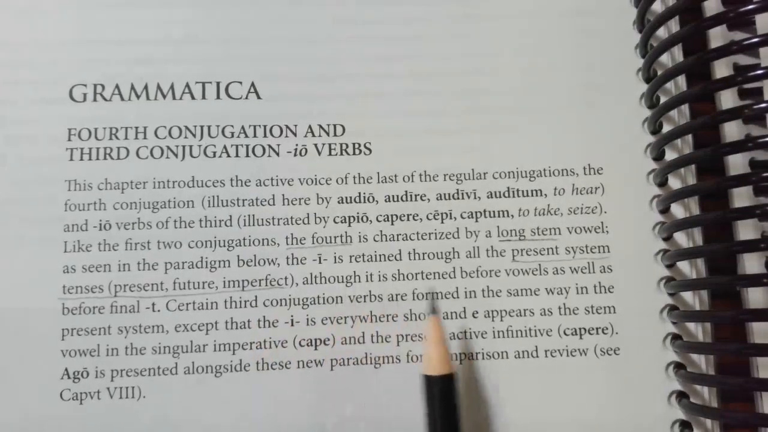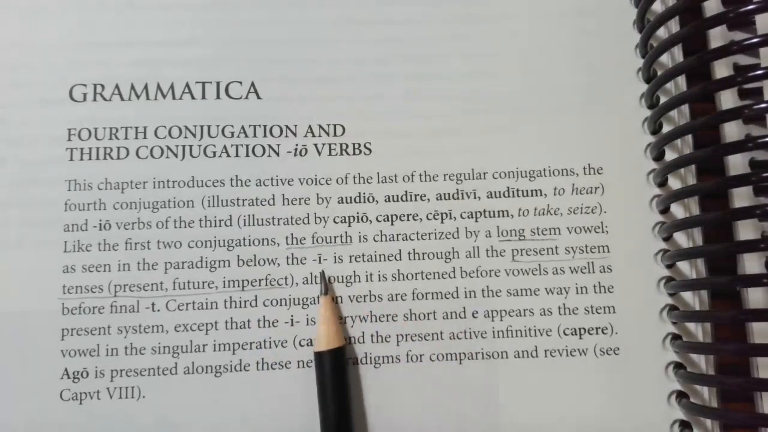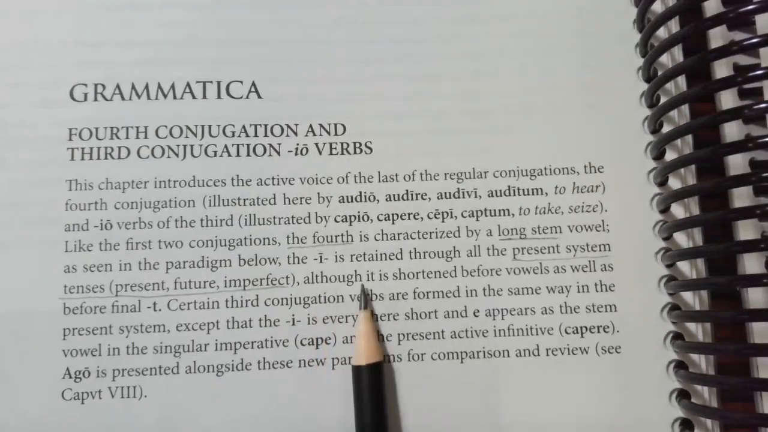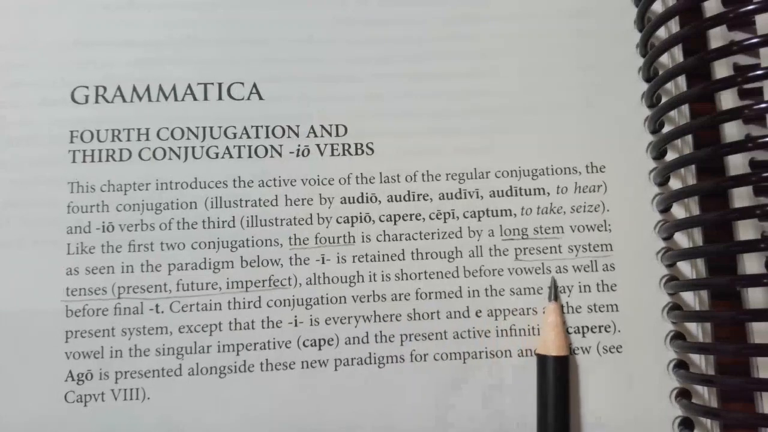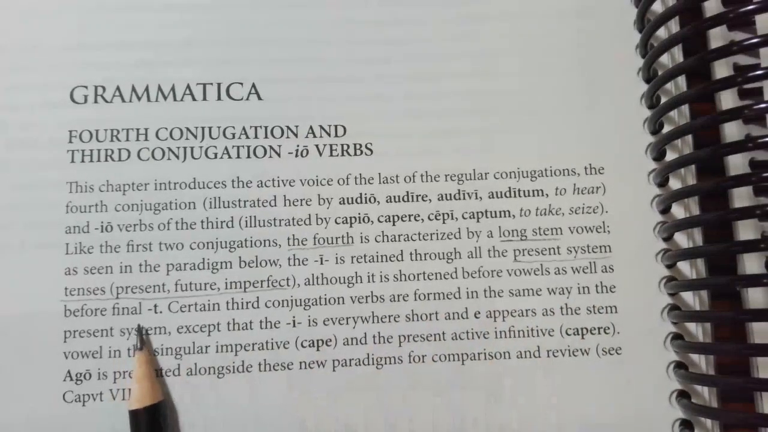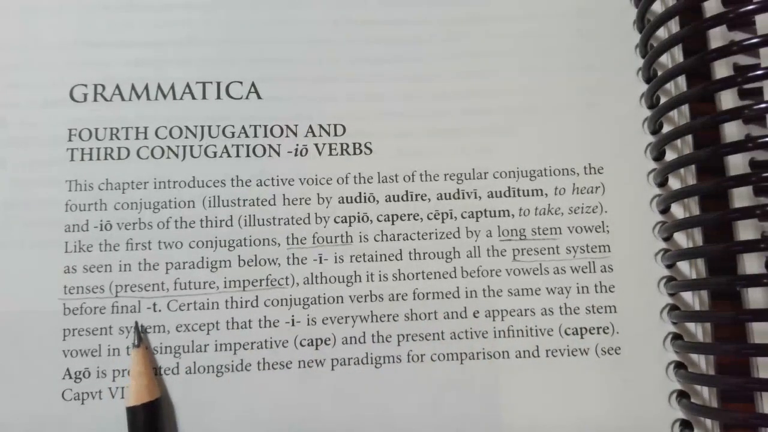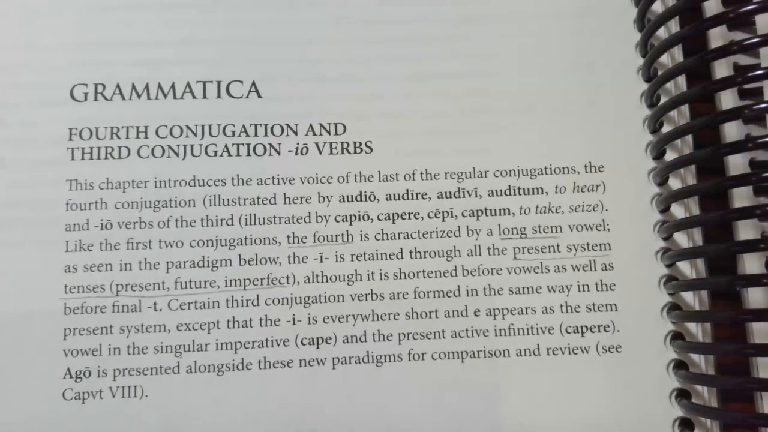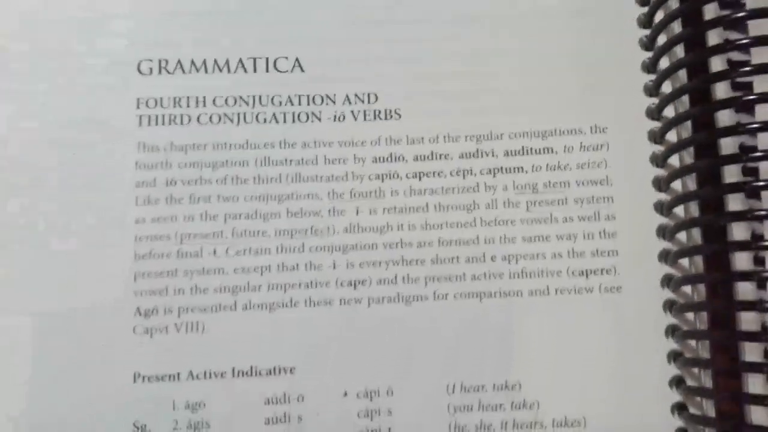Okay, so although the long I is in the fourth conjugation, although it is shortened before vowels as well as before the final T, okay, so they're talking about, if you look down here at the chart, let me zoom out a little bit.